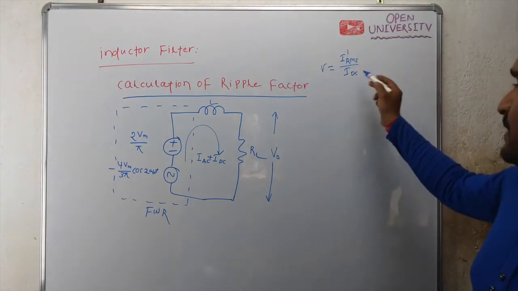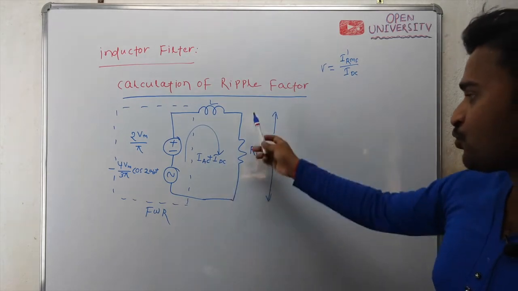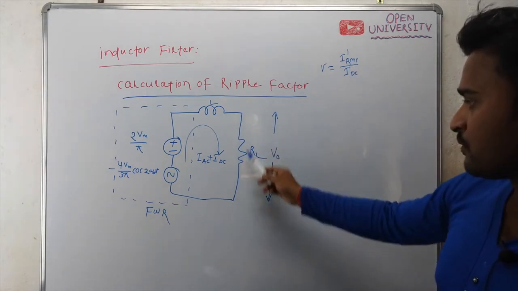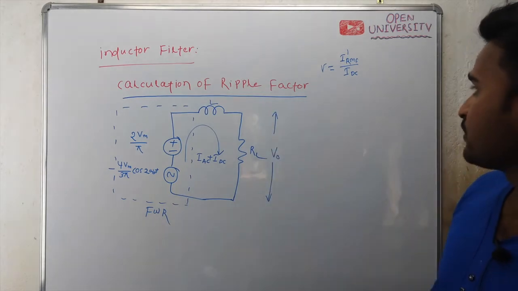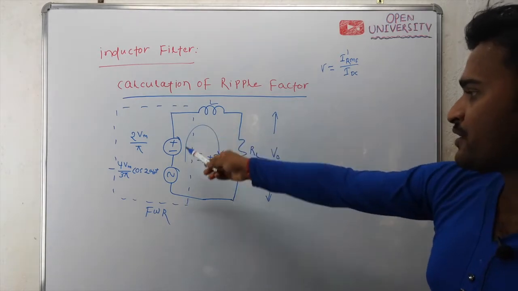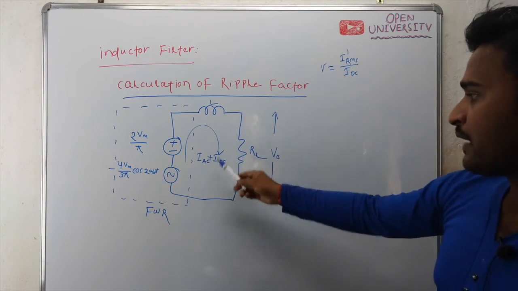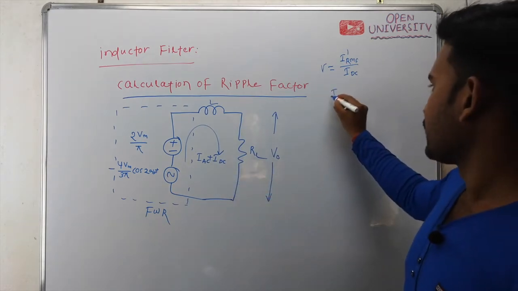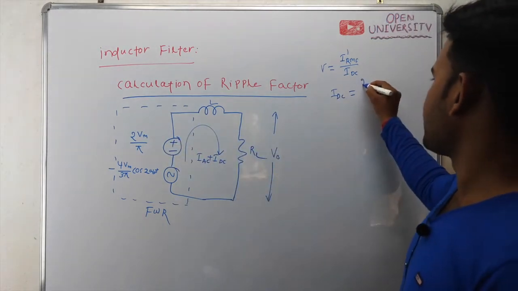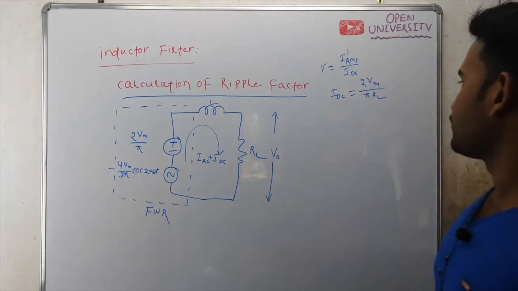I require IDC. For the DC component, what will be IDC in this load? This is the RMS value of the AC component present in the output, and this is the DC output current. Now, when you apply only the DC source, the inductor will become short circuited, and IDC will be VDC by RL. So it will be 2Vm by pi RL. This will be your IDC.